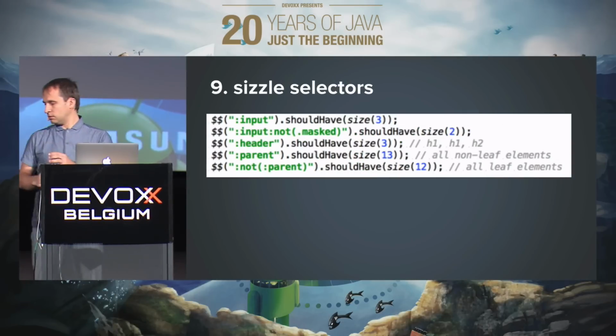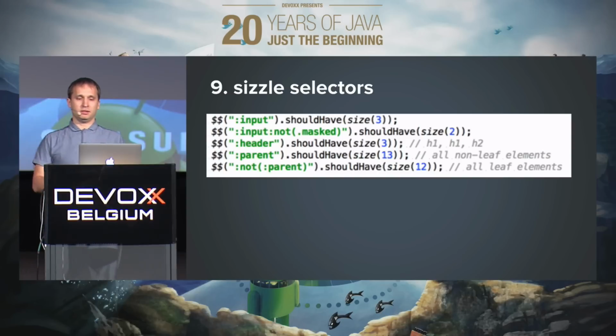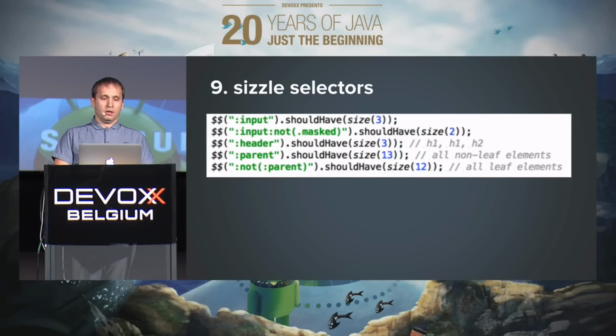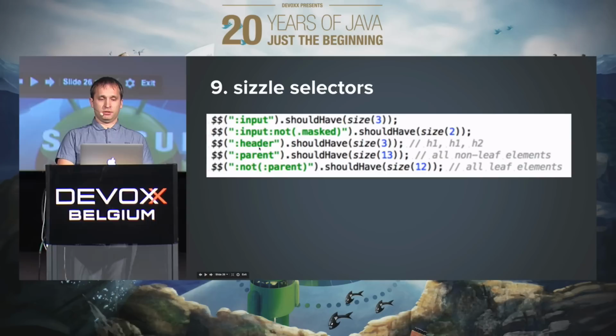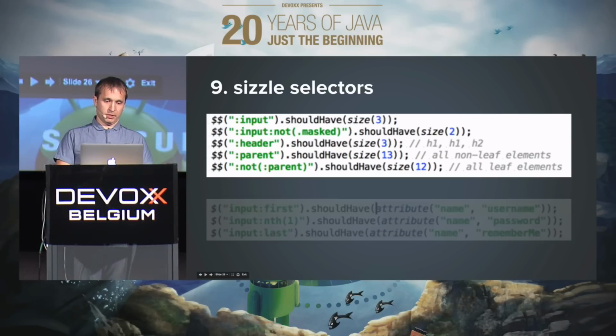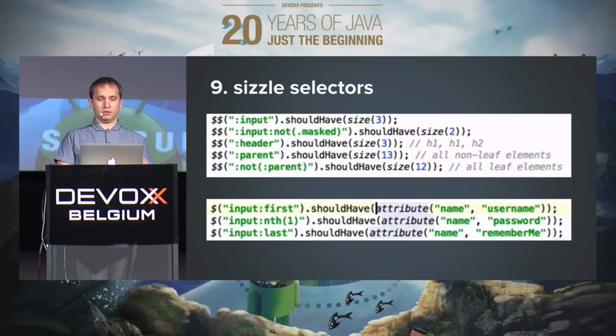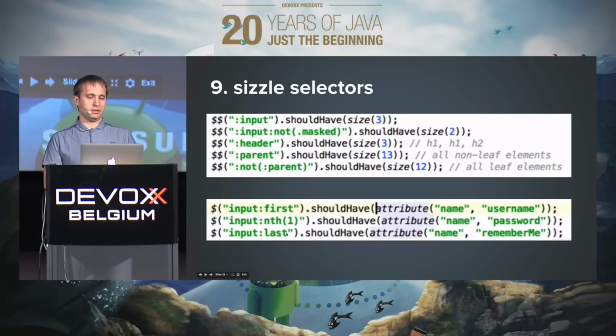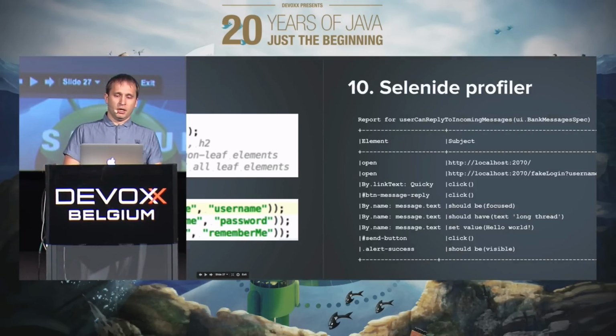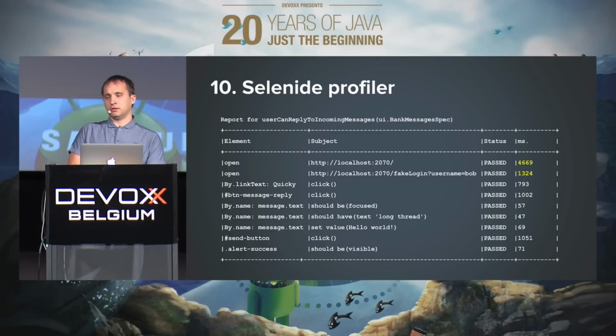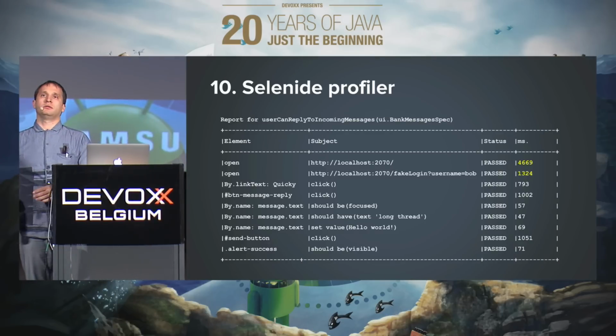You can also use Sizzle selectors in Selenide, as you see. This is a pretty powerful mechanism for searching for inputs and so on, for first element and last element and so on. And also Selenide contains a built-in profiler.